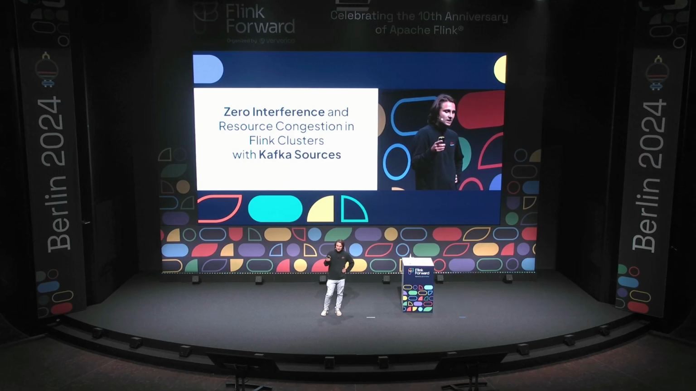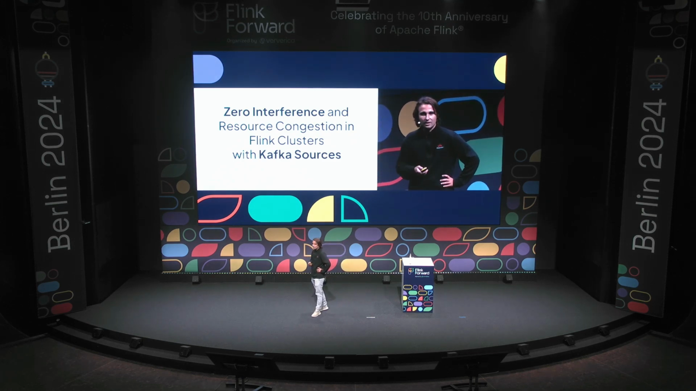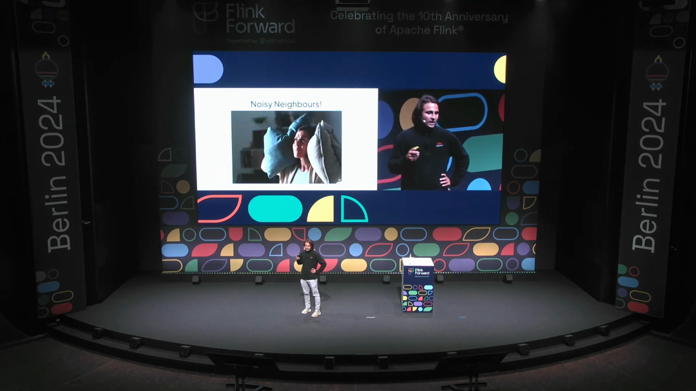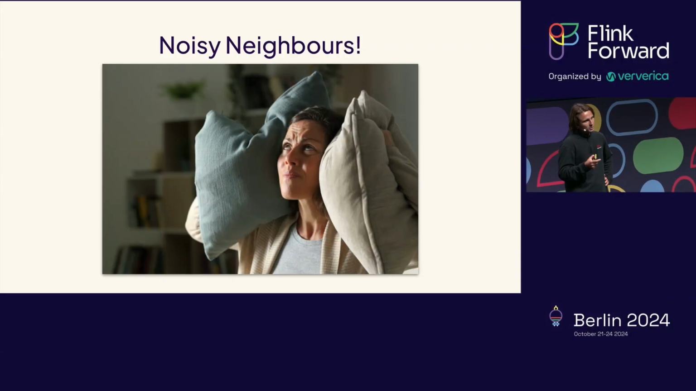My talk's title is this one, which is too long, to be honest. I don't like it. I would have changed it. But basically, it mentions that if you have any kind of interference or resource congestion in your Flink clusters, together with a Kafka cluster, here you will learn how to erase it, get rid of it. So let's start with the most basic concepts.